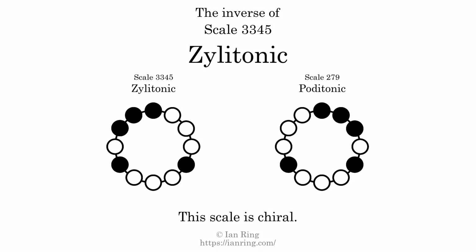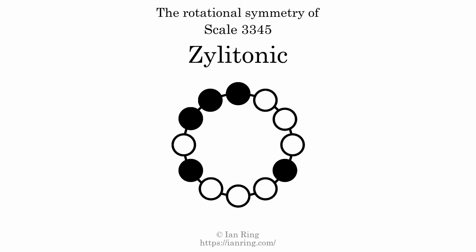The inverse of a scale is a mirror image. It is what you get when the sequence of intervals is reversed. The inverse of this scale is scale 279, also known as pentatonic. This scale is chiral. It cannot transform into its inverse by rotational transformation. This scale has no rotational symmetry.